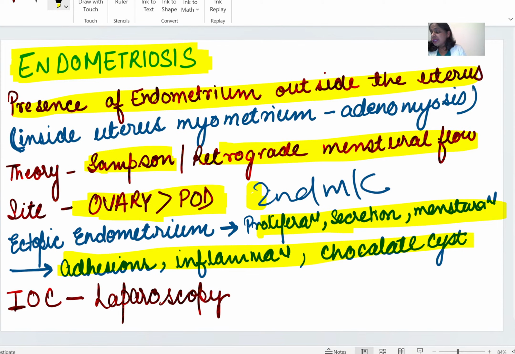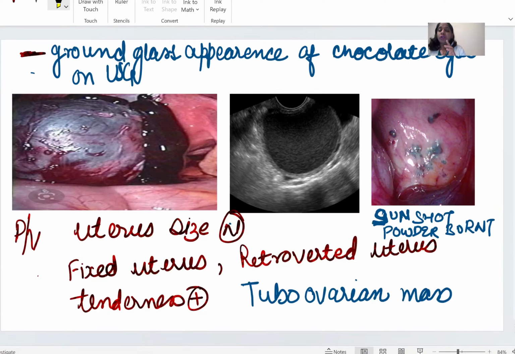Okay, now what is the investigation of choice? The investigation of choice is laparoscopy. Why? Because I just told you that there is formation of adhesions, and these adhesions will be seen only on laparoscopy. Ovarian chocolate cyst can be seen otherwise, but adhesions can only be seen on laparoscopy. Usually laparoscopy is always the best diagnosis, but in endometriosis it is the investigation of choice.